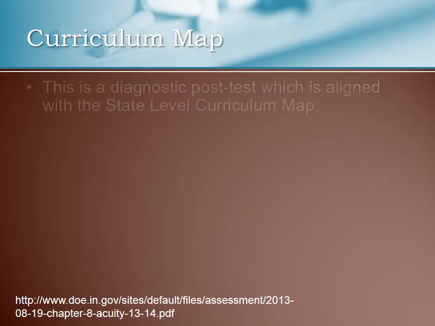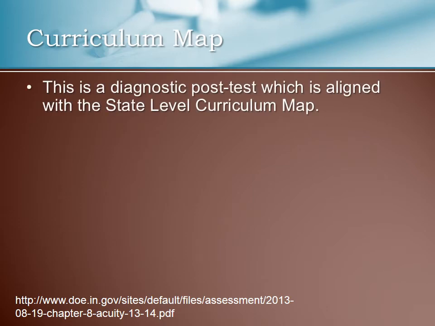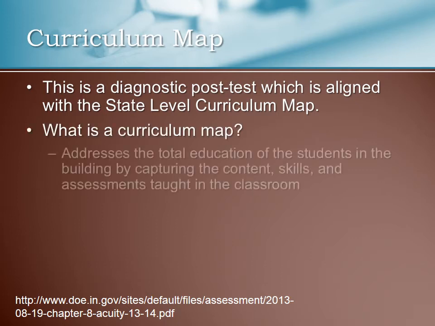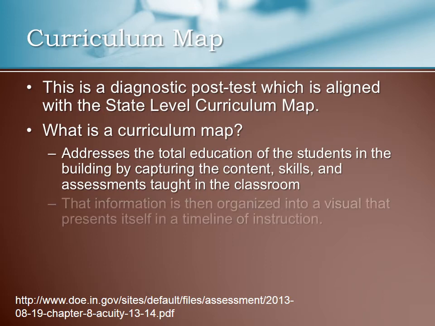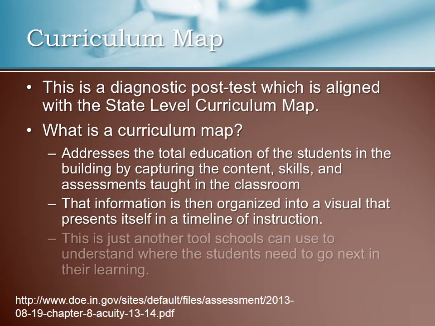Curriculum map. This is a diagnostic post-test which is aligned with the state-level curriculum map. What is a curriculum map? It addresses the total education of the students in the building by capturing the content, skills, and assessments taught in the classroom. That information is then organized into a visual that presents itself in a timeline of instruction. This is just another tool schools can use to understand where the students need to go next in their learning.